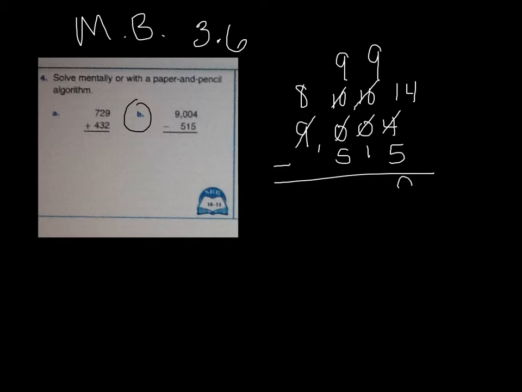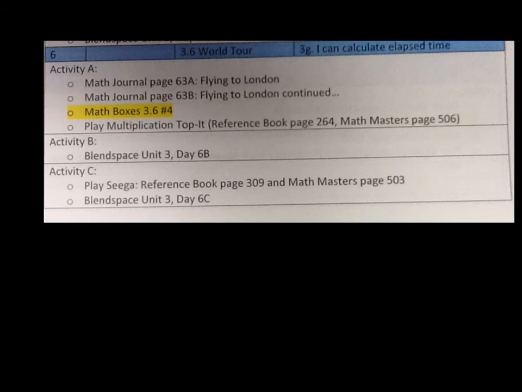14 minus 5 equals 9. 9 minus 1 gives us 8. 9 minus 5 gives us 4. We bring down the comma, and 8 minus nothing is 8. So now we can rewrite our answer that 9,004 minus 515 is 8,489. You'll be finishing this math box on your own today.